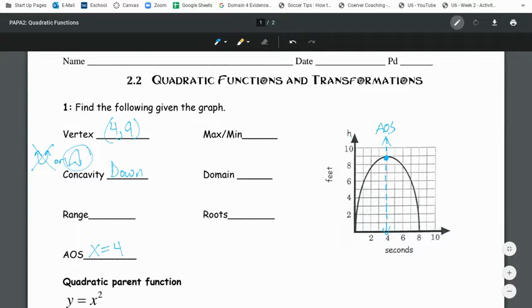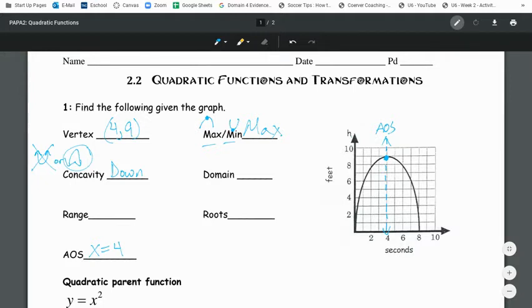Okay, and then again, for min and max, we're just looking at the vertex. So if the vertex is the highest point, which in this case it is, then we have a maximum, or just a max. If the vertex was the lowest point, then it would be a min. So just to give you a little visual, the max looks like that, the min looks like that. So it's all based off the vertex.